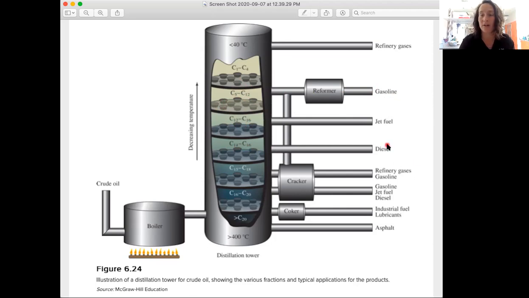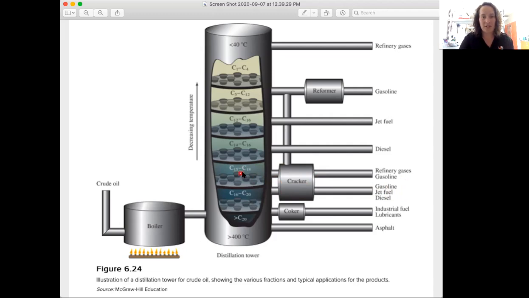Then you can have these larger compounds, C15 to 18, which can be made into refinery gases, gasoline, jet fuel, diesel. And how can you get gasoline from these higher compounds? It is through what's called a cracker. It is a process called cracking, and you can usually have thermal cracking. So thermal cracking is where you can heat up these long 15 carbon chain length carbons, and you crack them into 2.